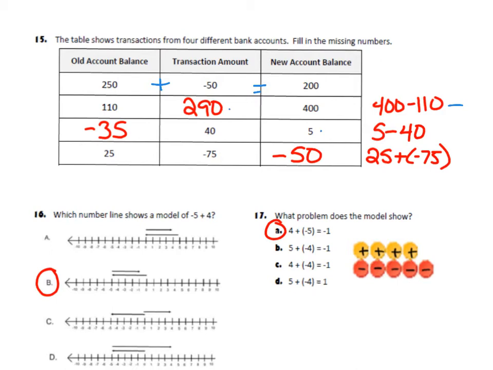I did the new account balance, which was 5, minus the 40 that I put in. So I actually was starting with a negative balance. Here, 25 plus a -75. My new account balance is -50.